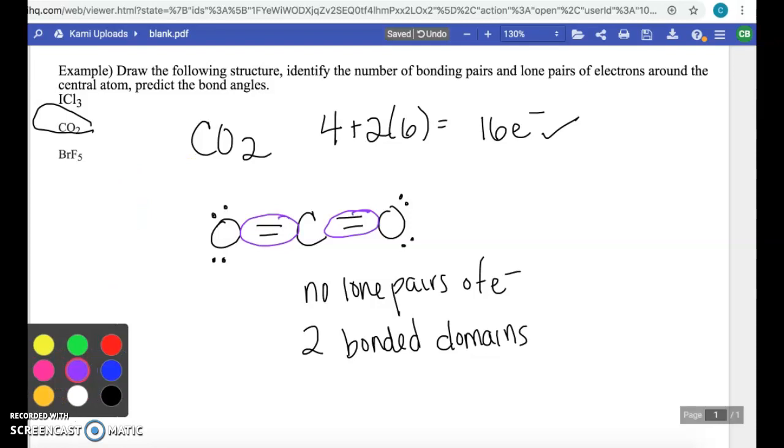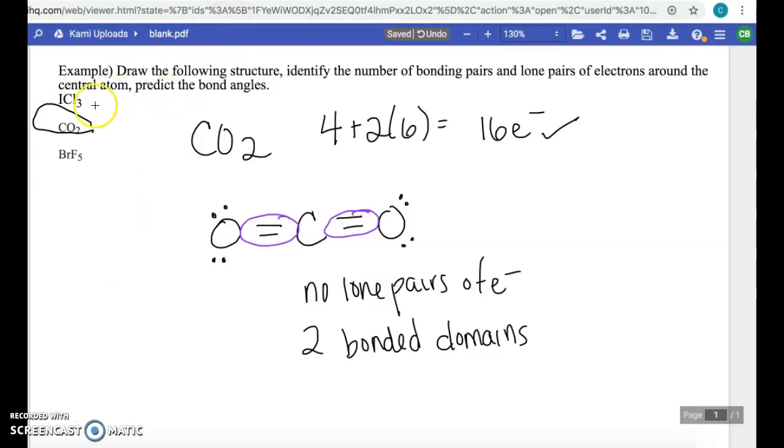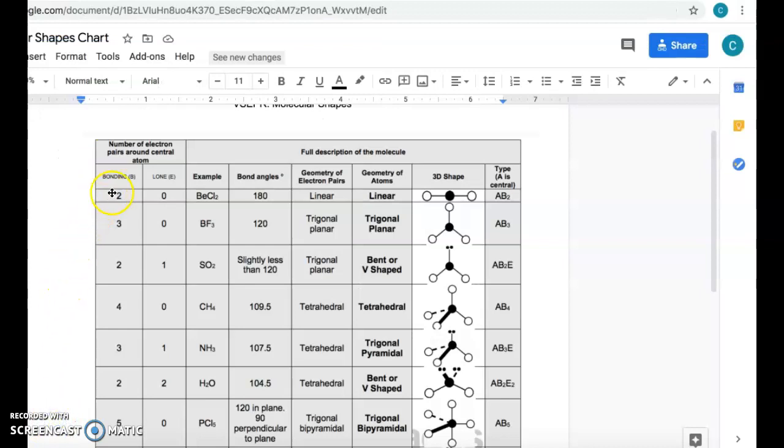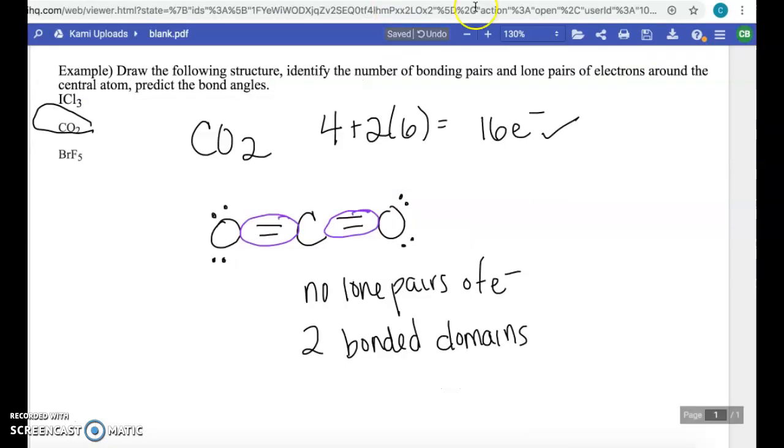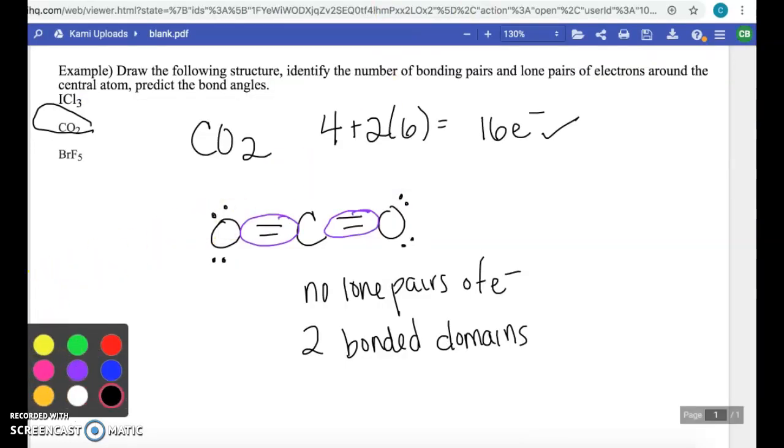Now I want to look up the shape in the chart. So let me go pull up the chart. Here's the chart, and I come here: 2 bonded domains, no lone pairs. It should have a 180-degree bond angle, and both the electron geometry and the molecular geometry are linear. So let's go back to our picture.